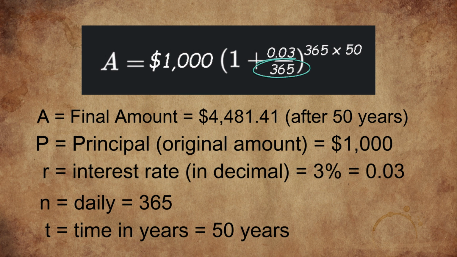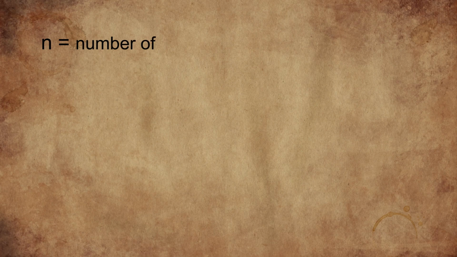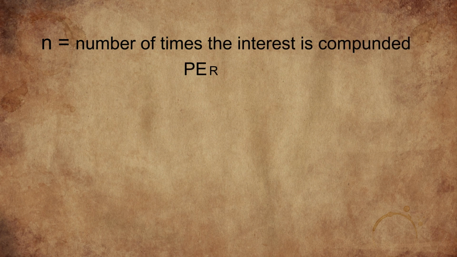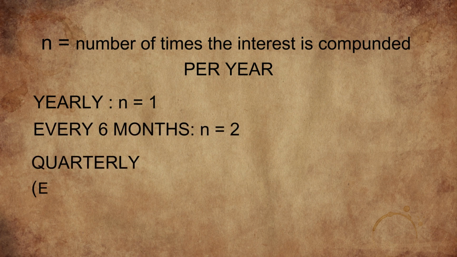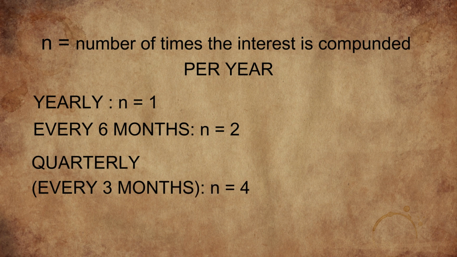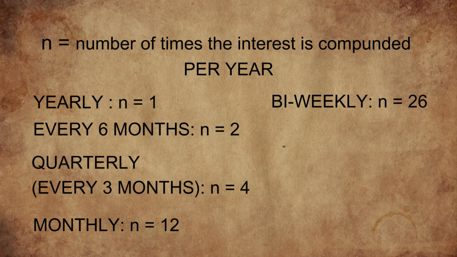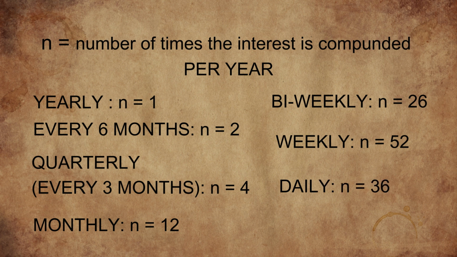Now, if you see here, the interest is divided by the N, which is the number of times the interest is compounded per year. Now, I want to make a quick side note here and let you know what the most common values of N are. Since N is the number of times the interest is compounded per year, when the interest is compounded yearly, N equals 1. When interest is compounded every 6 months, N equals 2. When it is compounded quarterly or every 3 months, N equals 4. When it is compounded monthly, N equals 12. When it is compounded bi-weekly, N equals 26. When it is compounded weekly, N equals 52. And when it is compounded daily, like in our example, N equals 365. Now back to the example.